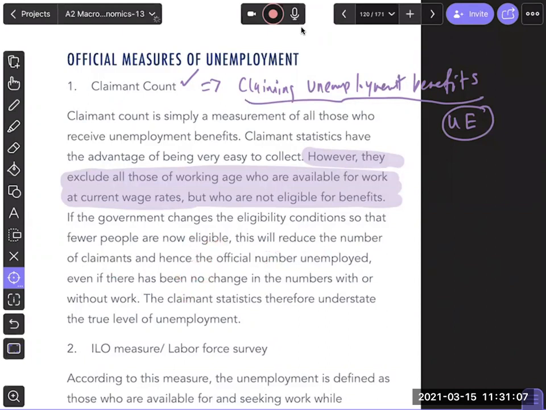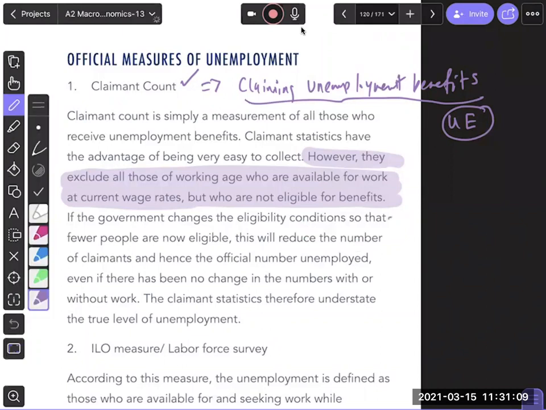So claimant count somehow is not a good measure because it doesn't really tell you whether you are genuinely unemployed. It just makes you unemployed when in reality you might not be unemployed, and so that could be a serious problem. So, any questions about this?